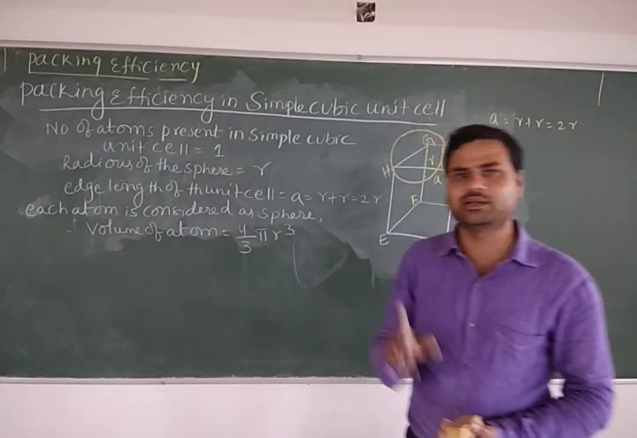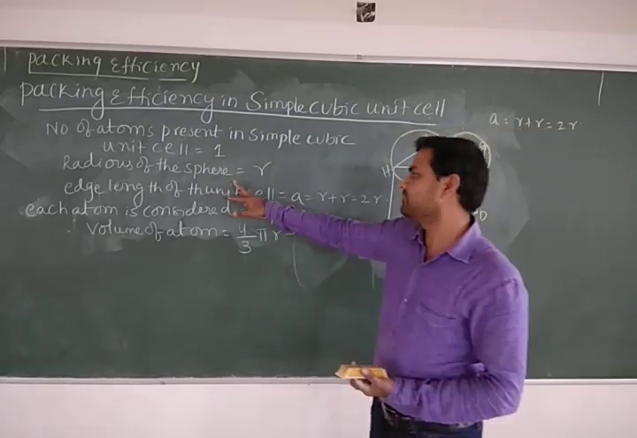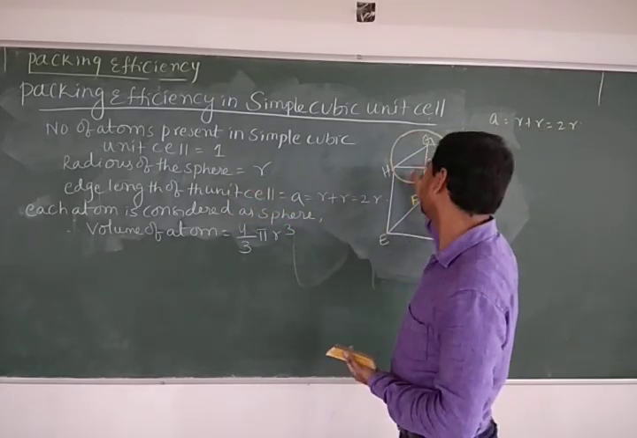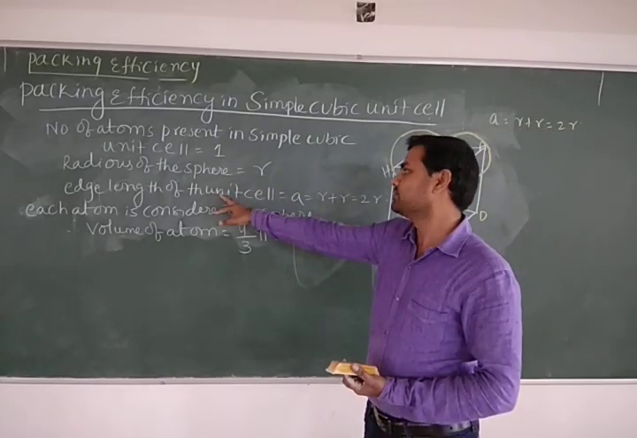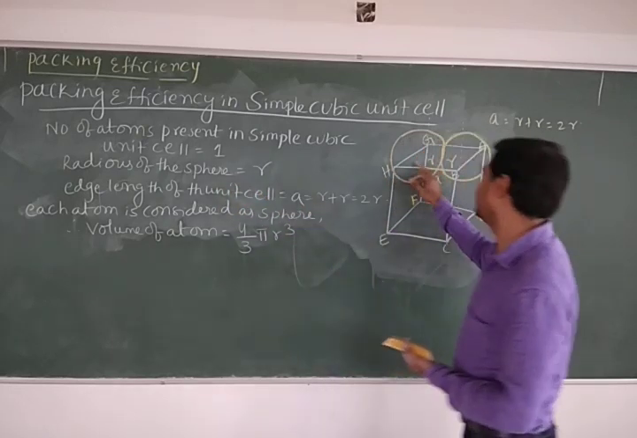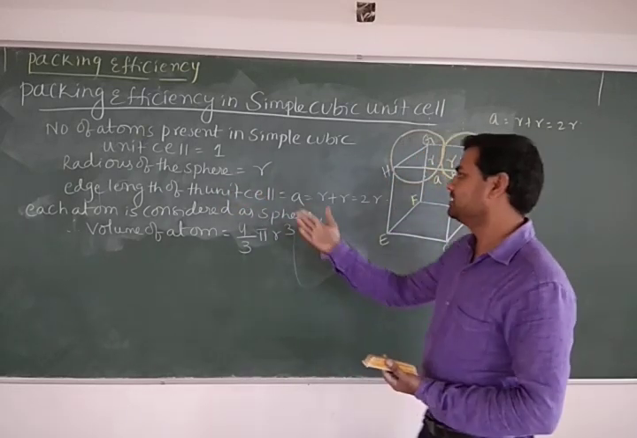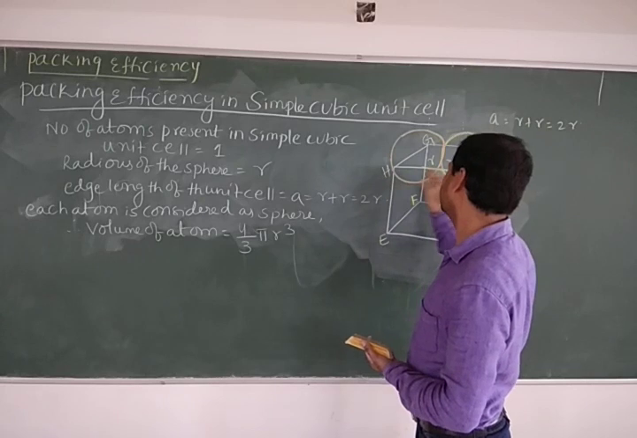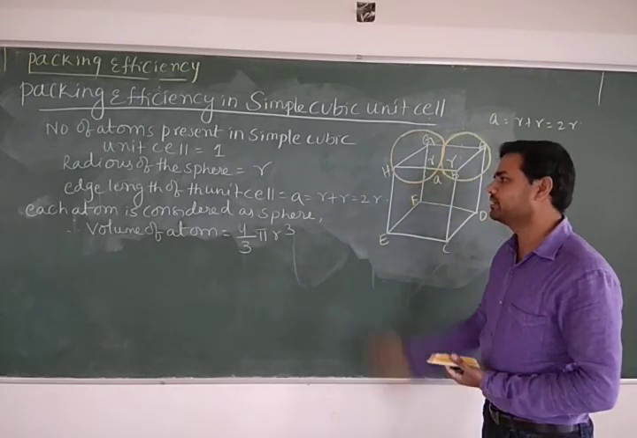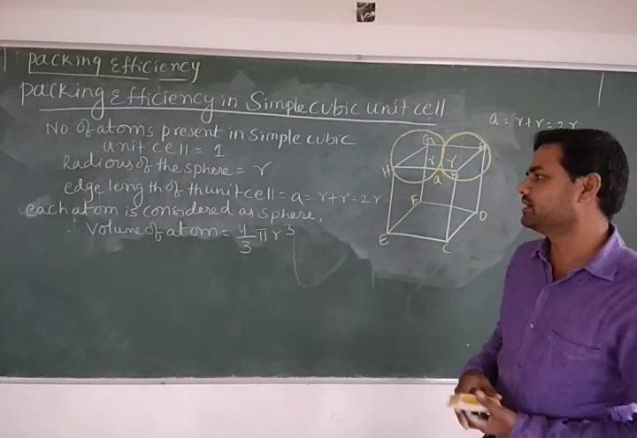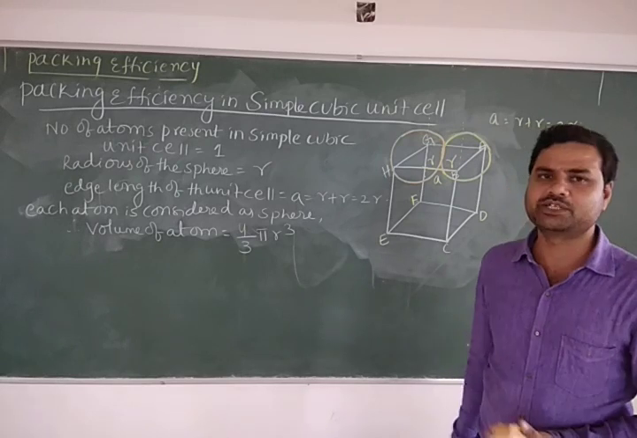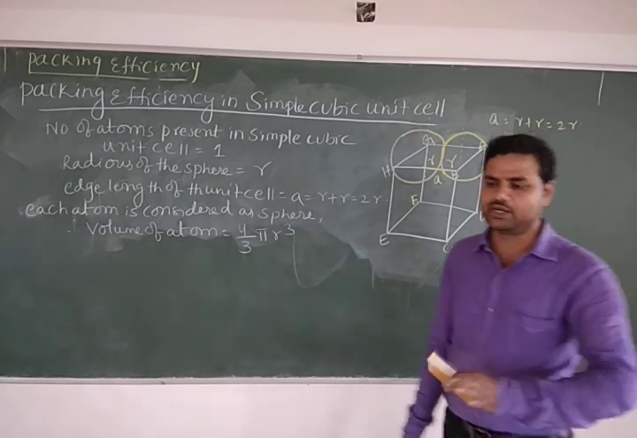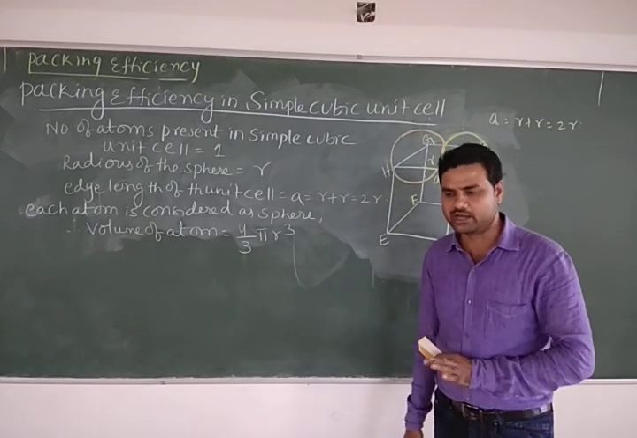Therefore, total number of atoms are how many? 1. Radius of the sphere is how much? r. Each radius, so r only. So total is r, but we are taking the half of the radius, that is r only. Edge length of the unit cell. So this is the edge length value. r plus r becomes 2r. Each atom is considered as a sphere. Therefore, volume of the atom is how much? 4 by 3 pi r cubed. I think you understood all this now. Is it clear? Now what I am doing?